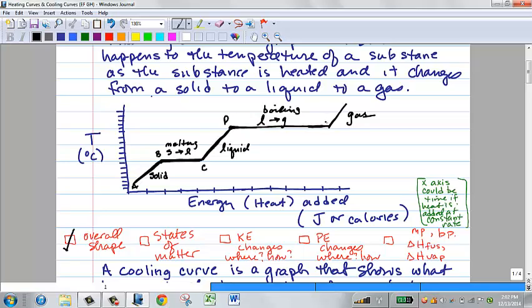From D to E, the liquid is boiling, so we have liquid and gas present. When all of the liquid has boiled away, then we only have gas, and so from points E to F, we have a gas.